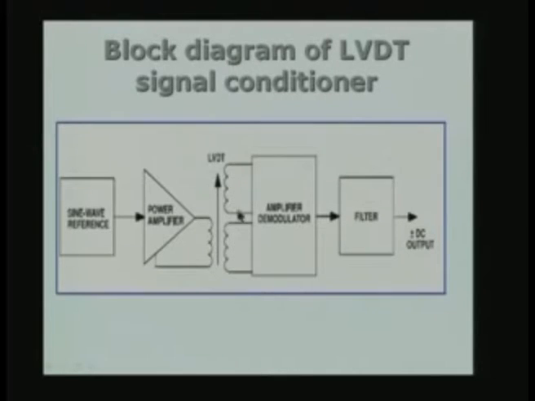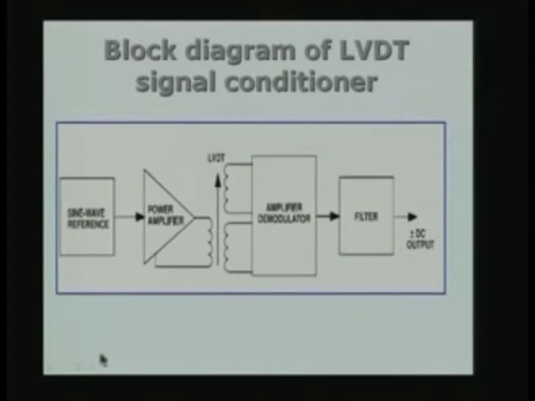So, the difference between these two is what I am interested in, but I want to first convert it to a DC signal by demodulation and then use a filter to remove the ripple. Then you get a DC output which may be either positive or negative depending on which way the core has moved. If it moves in one direction, it will be a positive value here. If it moves in the other direction, it will be a negative value.